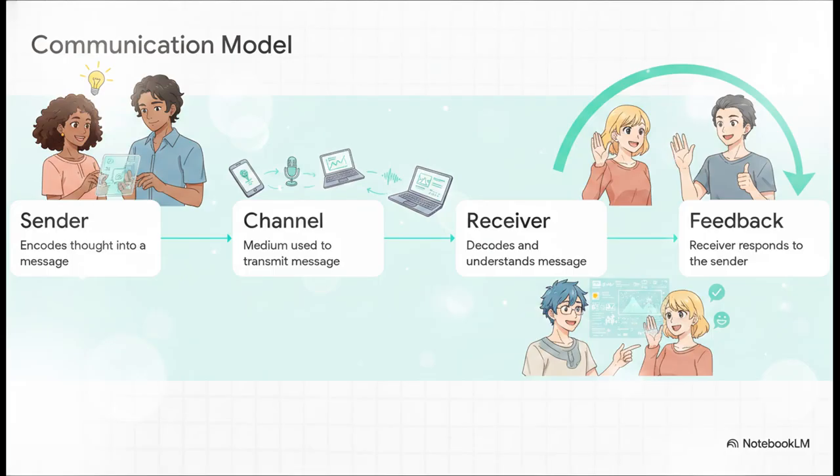Picture this. It starts with a sender who has a thought. They have to actually encode that thought into a format, like typing out an email or putting together a presentation. Then they choose a channel to transmit it. The receiver gets this message and has to decode it, breaking it down to extract the real meaning. And finally, we have feedback. This is crucial because it confirms the message wasn't just received, but actually understood. If any single step in this process fails, the whole loop breaks down.